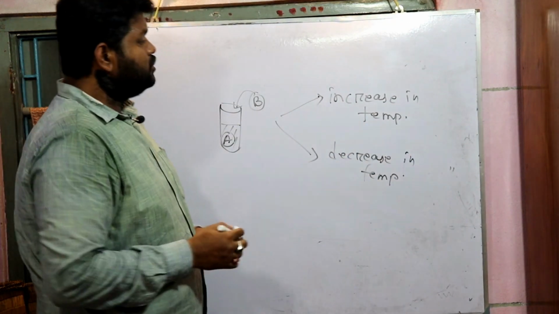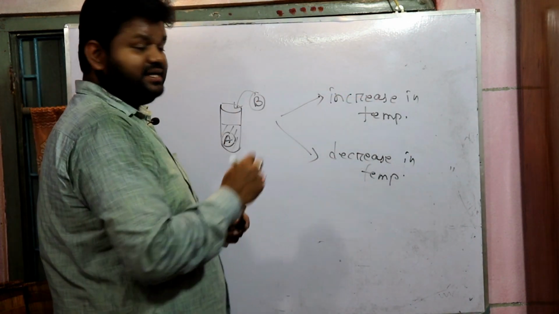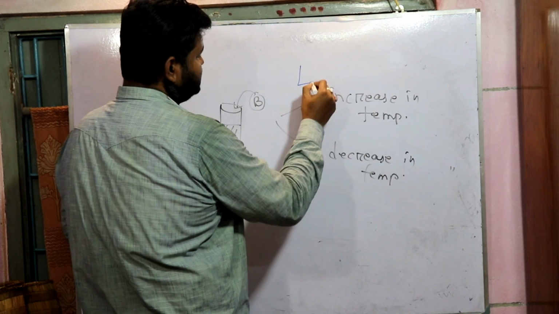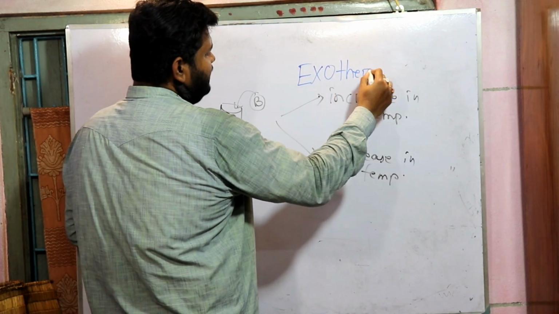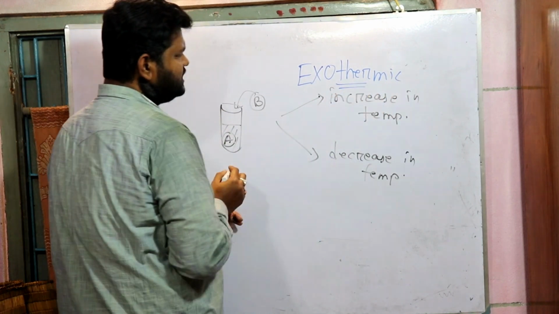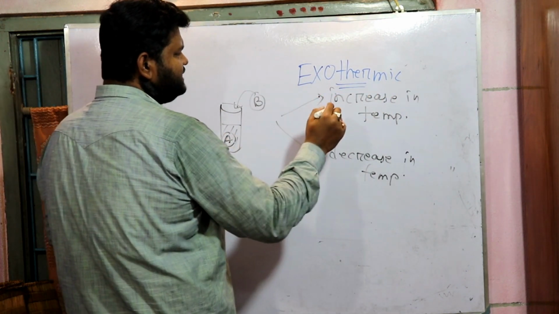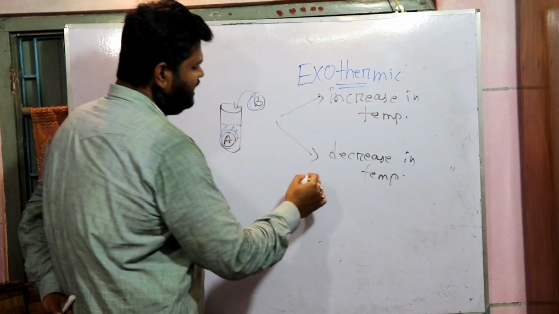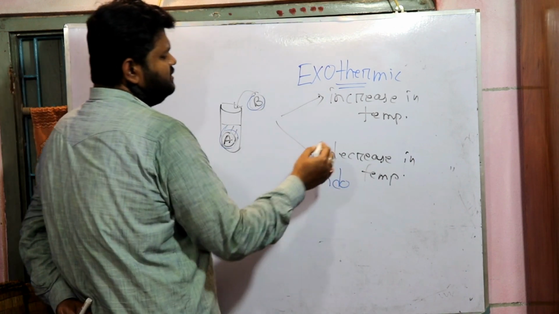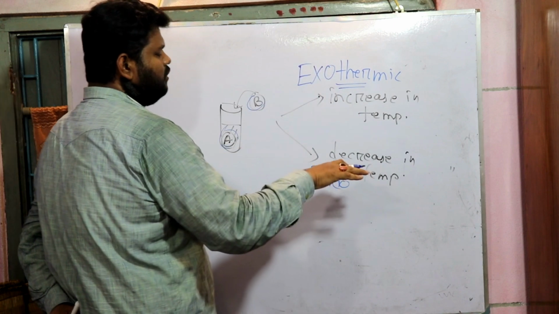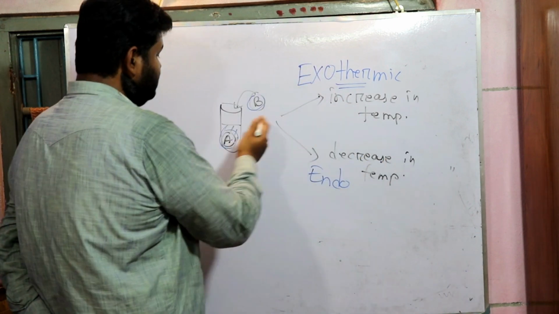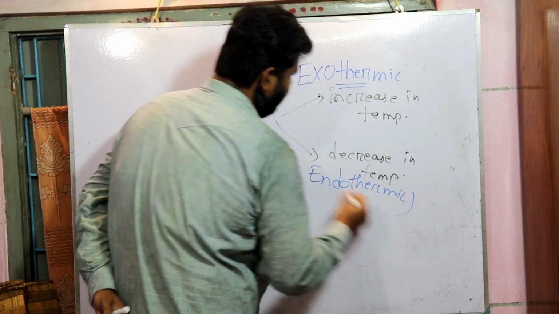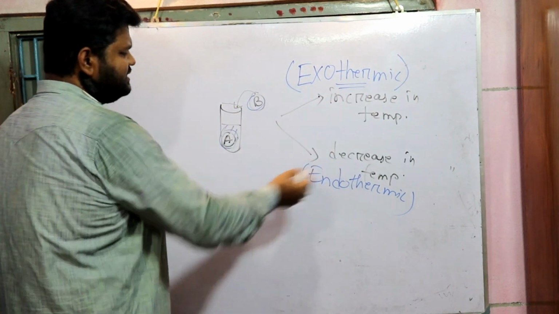Both are possible. When temperature increases in a reaction, the reaction is known as an exothermic reaction. That means a reaction in which the product's temperature is greater than the reactant's temperature is known as an exothermic reaction. And the reactions where the product's temperature is lower than the initial reactant's temperature will be known as an endothermic reaction. So this is known as exothermic reaction and this is known as endothermic reaction.